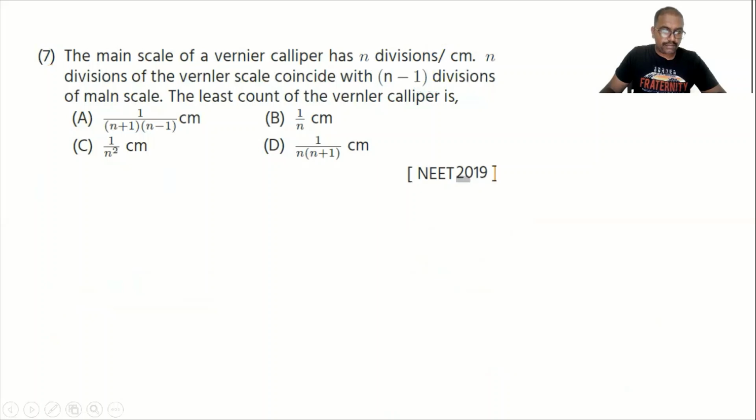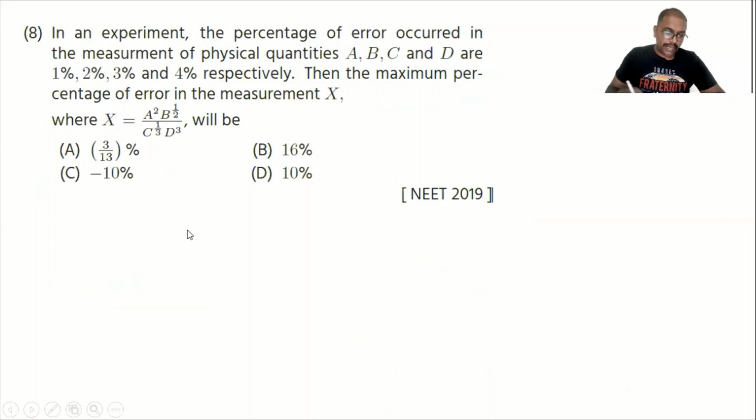Next MCQ, MCQ number 8. See the MCQ number 8. In an experiment, the percentage errors in the measurement of physical quantities A, B, C, and D are given here, respectively. We have to find out the maximum percentage error in X. The formula is given here.